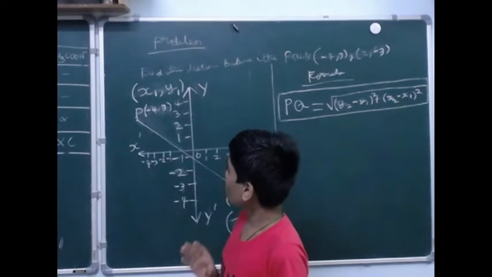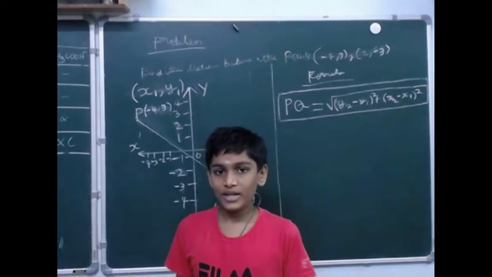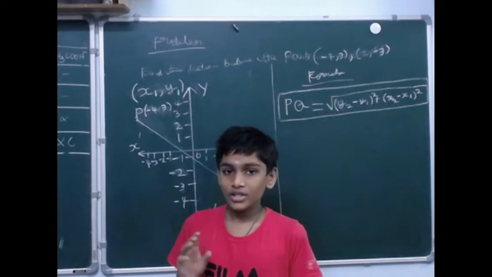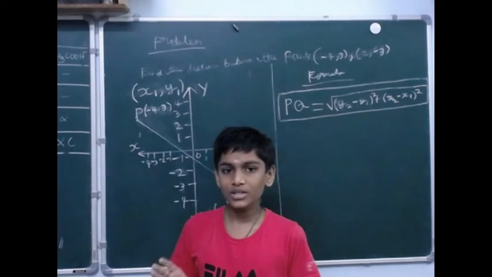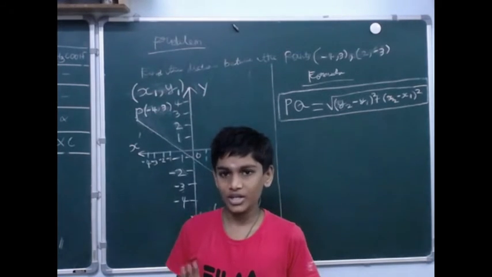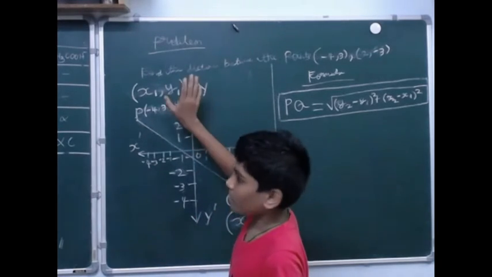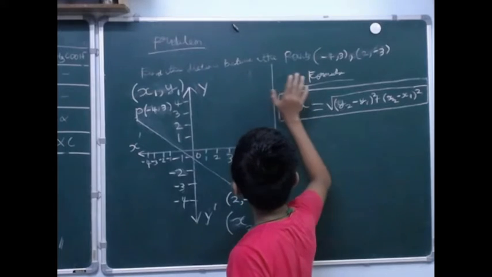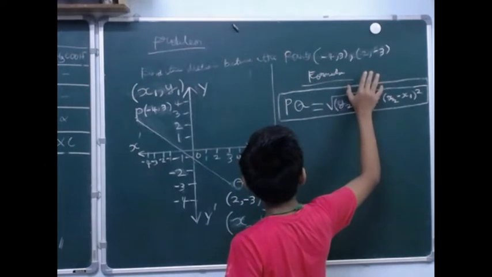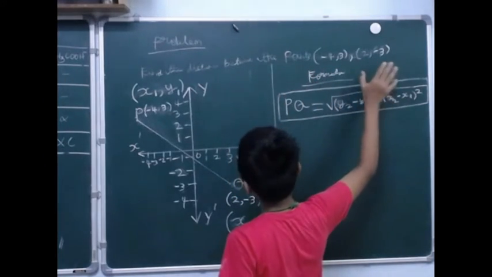Let us see the coordinate geometry lesson based on the Cartesian plane. Let us see a problem. Find the distance between the points (-4, 3) and (2, -3).